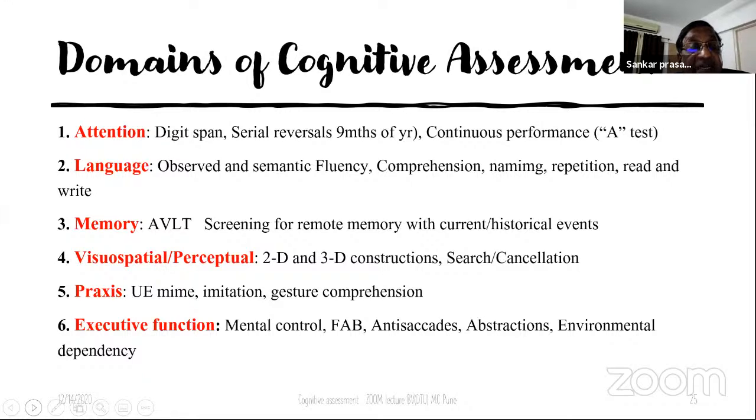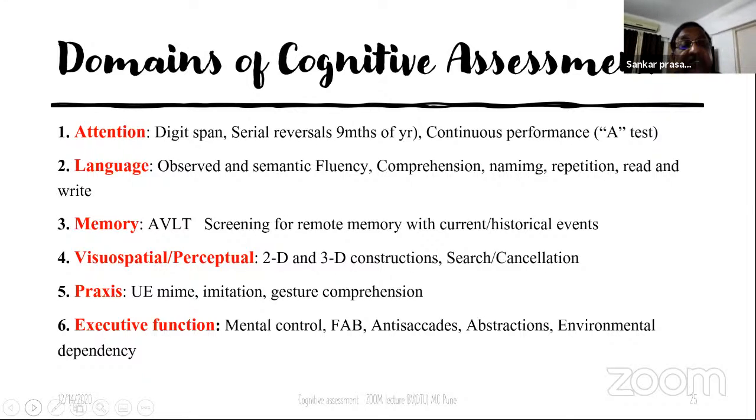Auditory verbal learning test for memory. The screening for remote memory with the current and historical events can be done. The visuospatial and perceptual testing can be done by constructions, 2-dimensional and 3-dimensional, or a search and cancellation tests. The praxis is done by upper extremity testing, miming, imitation, gesture comprehension, and executive function is done by mental control, frontal assessment battery, anti-saccades, abstractions, environmental dependency.